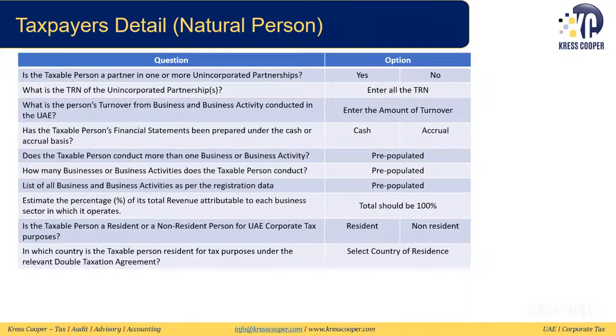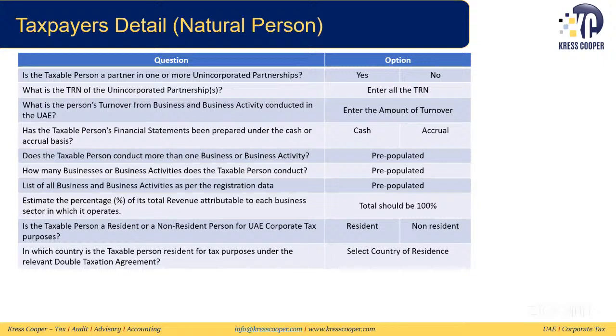Then the next question is, has the taxable person's financial statement been prepared under the cash or accrual basis? So under the corporate tax law, if the turnover of a person is under 3 million, they have the option that they can either go for the cash basis or for the accrual basis for accounting, for preparing the financial statement. So if you have entered an amount in the preceding question which is less than 3 million, only then will this question pop up. If, for example, you've entered the amount of turnover as 4 million or 5 million, this question will not pop up for you.